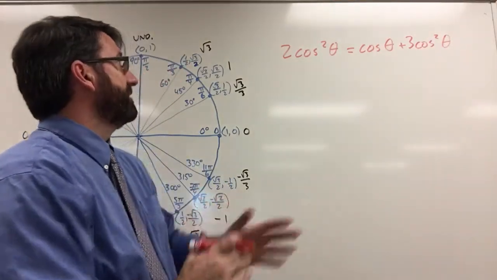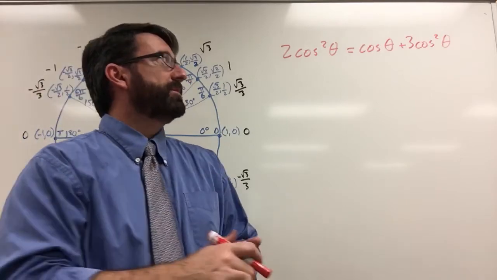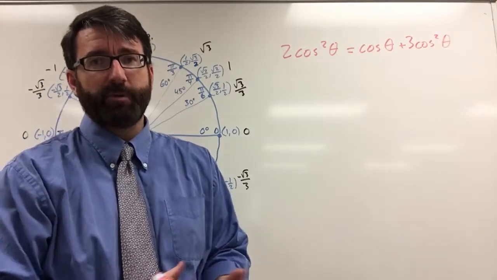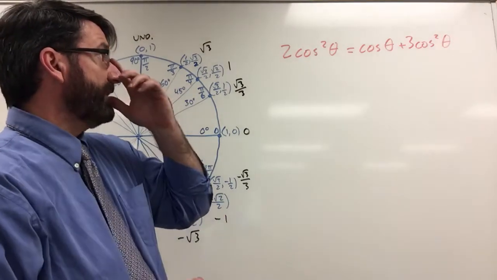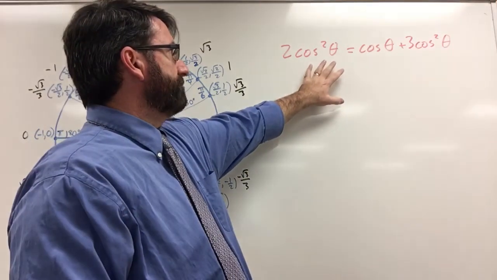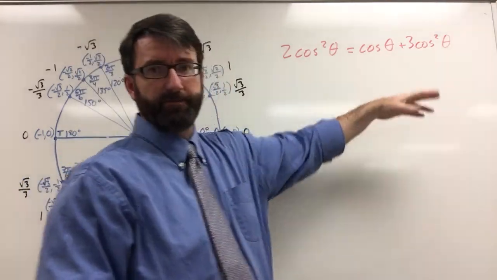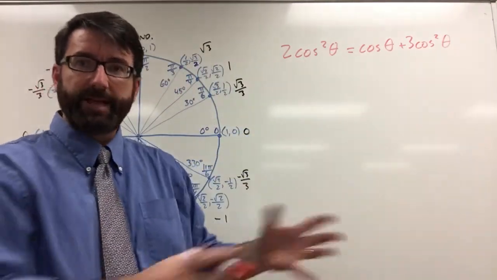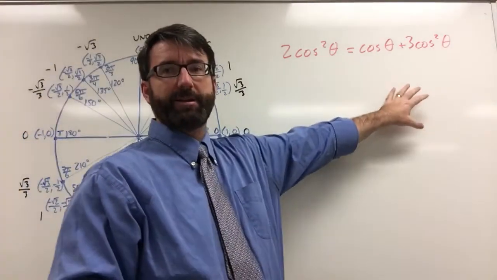All right, so now we have 2 cosine squared theta is equal to cosine theta plus 3 cosine squared theta. We're asked to solve for theta between 0 and 2 pi. So whenever you have both a cosine squared and a cosine, or a sine squared and a sine, or tangent squared and a tangent, you're going to need to factor.